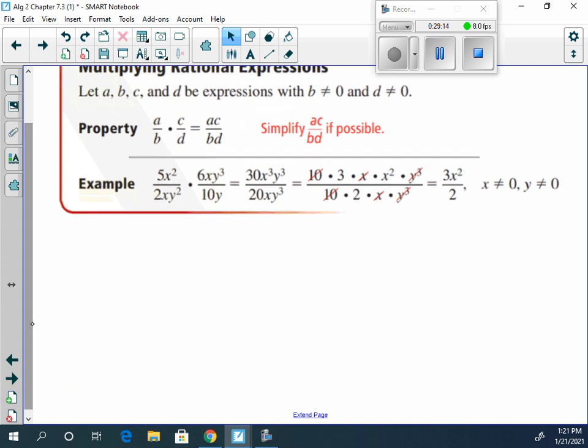And really all this is saying is when we multiply rational expressions, we multiply the numerators with each other, the denominators with each other, the tops of the fractions together, the bottoms of the fractions together, and then simplify what's in common. We simplify out what's on top and bottom. And the same thing works with variables. If a variable is on top and bottom, they will simplify out.